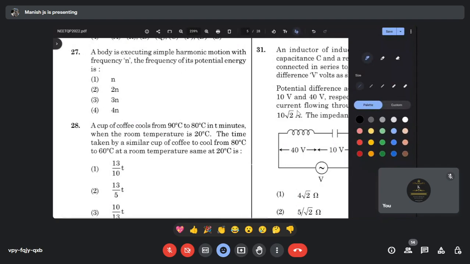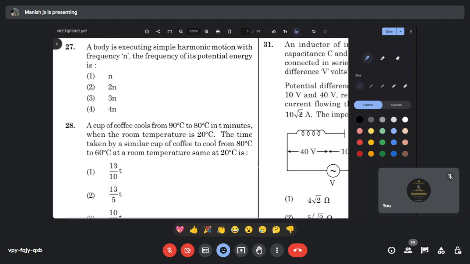Sir, last option, 4n. No, it is not 4n actually. Simple harmonic motion, force is minus kx. You would have heard of x of t. It is nothing but the equation of simple harmonic motion, the displacement as a function of time. x of t is equal to A sine of omega t plus phi. This is the general expression for the displacement as a function of time.